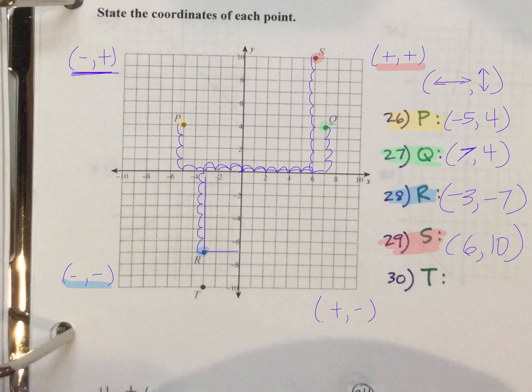And T is way down here in the negative, negative category. So first I'm going to go over 1, 2, 3. So I went negative 3. And now I got to go down 1, 2, 3, 5, 6, 7, 8, 9, 10. Negative 10.